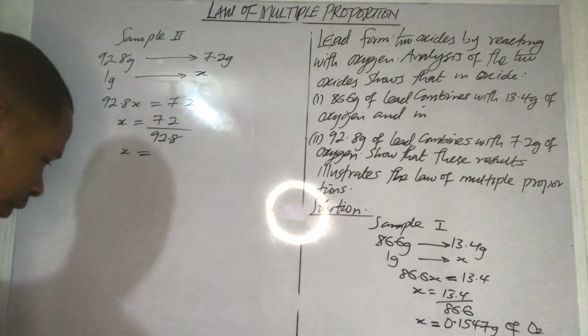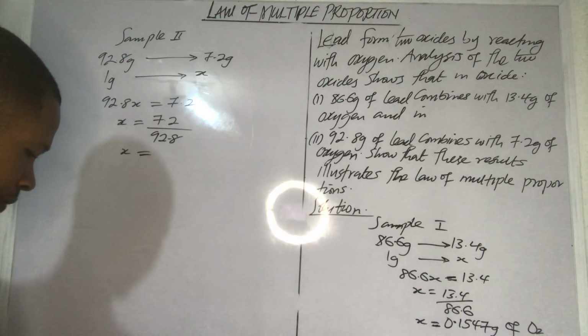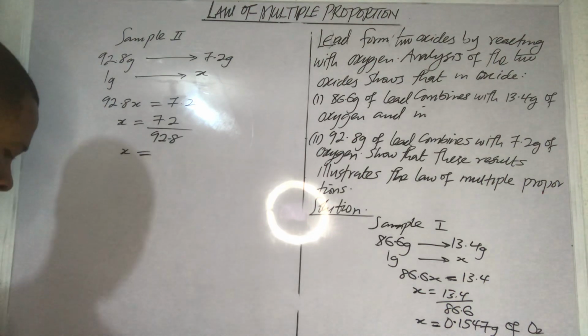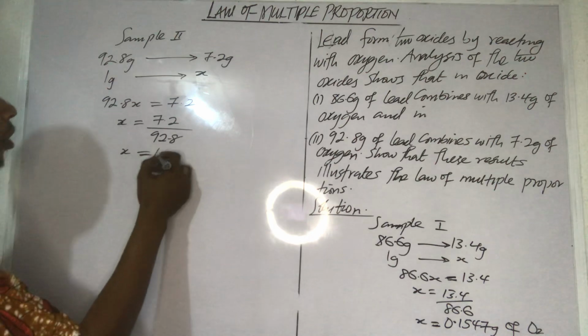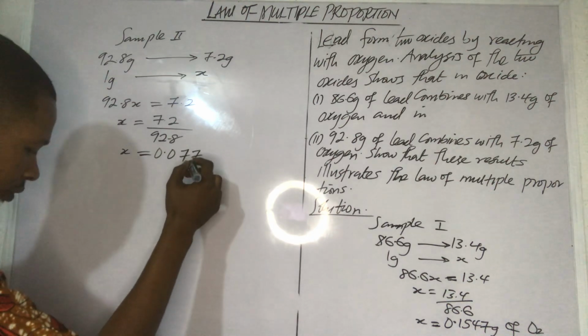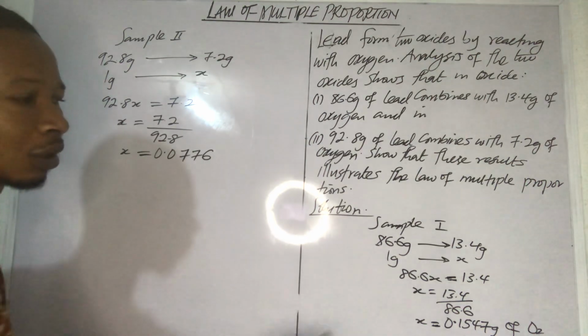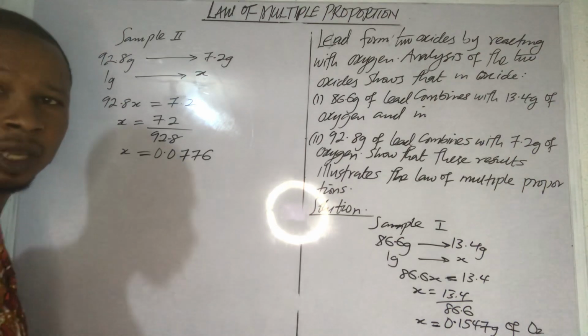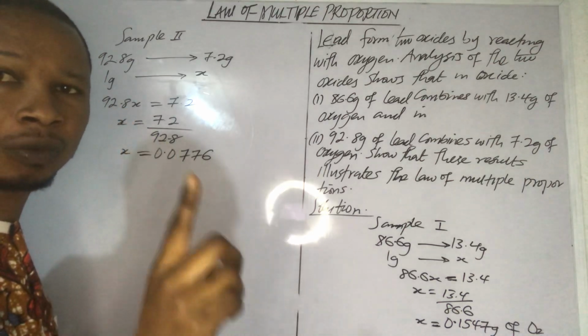Then you have 7.2 divided by 92.8. That will give me 0.0776. Then what is the ratio of the masses of oxygen in 1 gram of lead?